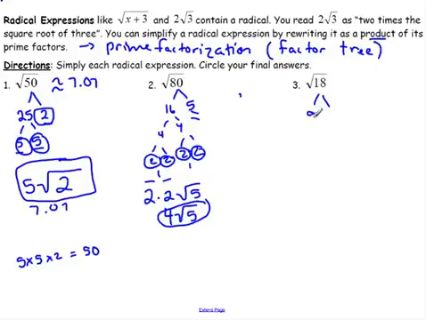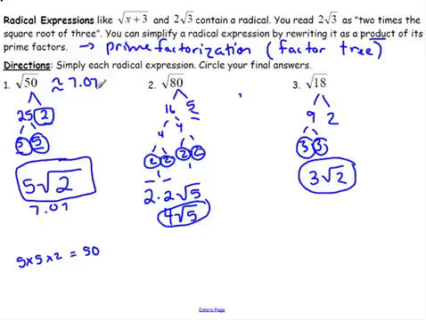18 can be broken down into 9 and 2. 9 is broken down into 3 and 3. If there's any pairs, you notice there's a pair of 3s. This becomes 3 times the square root of 2. Notice something else with each of these numbers.